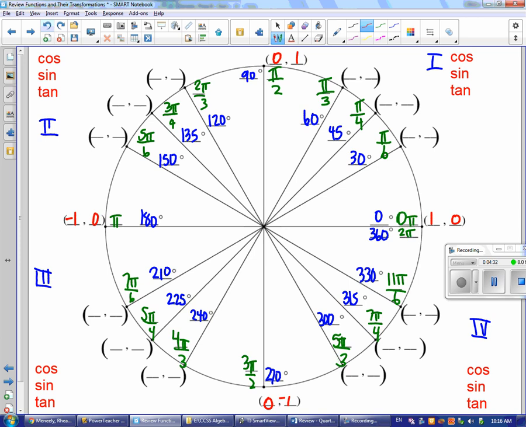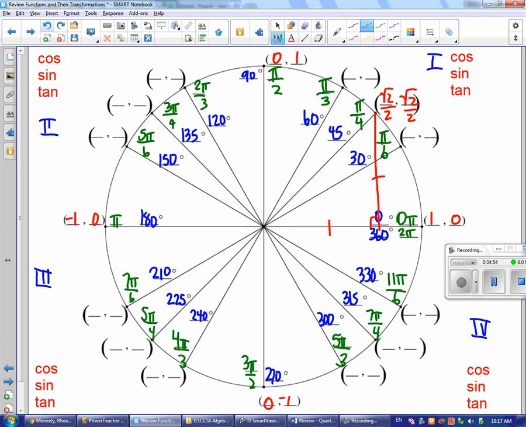All my pi over 4 angles, those are my 45 degree angles. Those are 45, 45, 90. So if you remember the two sides of the triangle that would be created, if I were to drop an altitude here, the x and the y values are going to be the same length, so they're going to be the square root of 2 over 2 and the square root of 2 over 2.